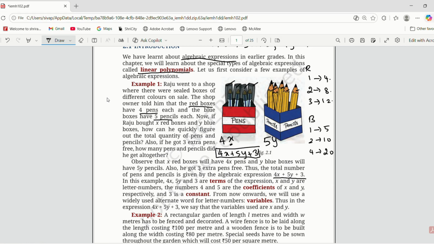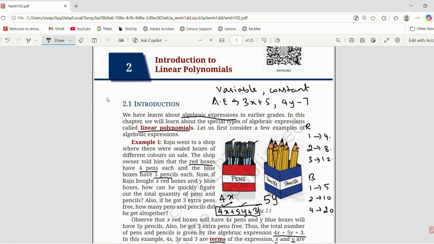In this example, these values are 4x and 5y and 3, where 4x is the total number of red pens, 5y is the total number of pencils, and 3 extra pens they have given free, right? So all these 3 individual values are called terms of the expression. Okay, suppose you are having an expression, the individual values are called terms. So x and y are the variables and there are numbers 4 and 5 which are there in front of this x and y. So these values are called the coefficients of x and y. In our previous example, look at here the example for this example.